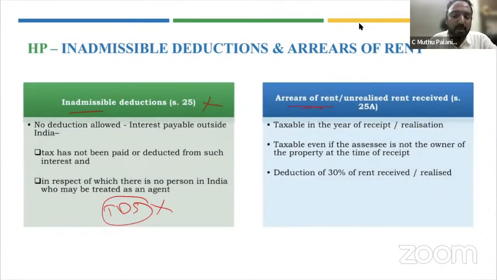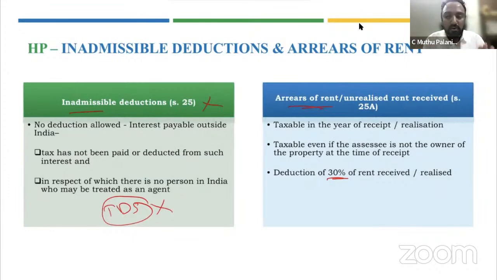Arrears of rent is important. Arrears of rent is very simple. It is taxable in the year of receipt. You're still allowed 30% of rent receipt. And please remember, it is taxable even if you're not the owner of the property at that point in time. So what matters is you have received rental for some old period. At that time, you were the owner of that property, you had the right to that property, but you did not receive the rental. You are receiving it today. Today, it is taxable. As normal, you can claim standard deduction of 30%. So this is still allowed.